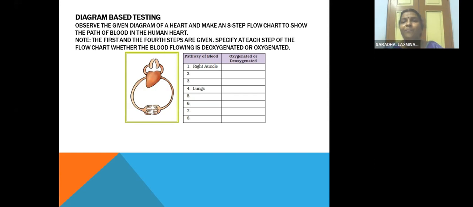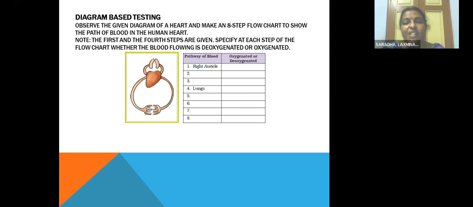Let it be its own application. Let it be an open-ended question. Don't stick to this answer only, but you should be able to justify the answer. That is very important. So here, I have given the pathway of blood and whether it's oxygenated or deoxygenated.